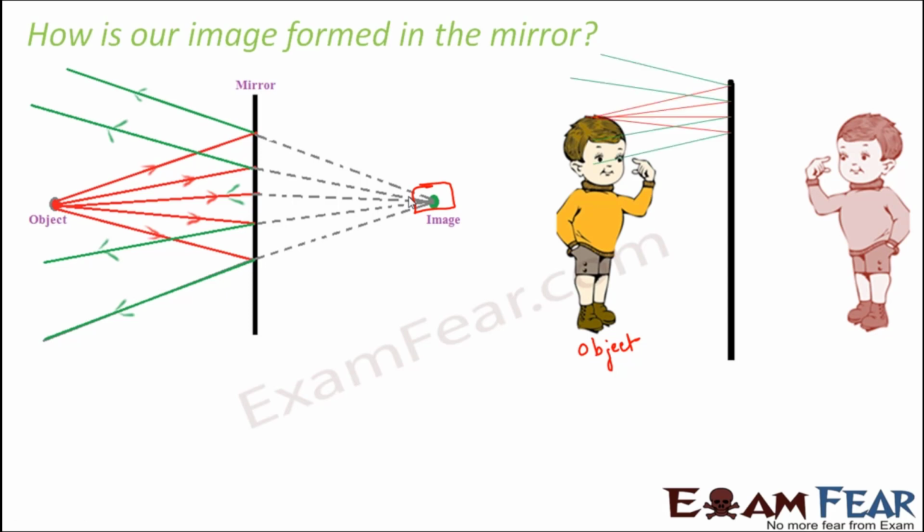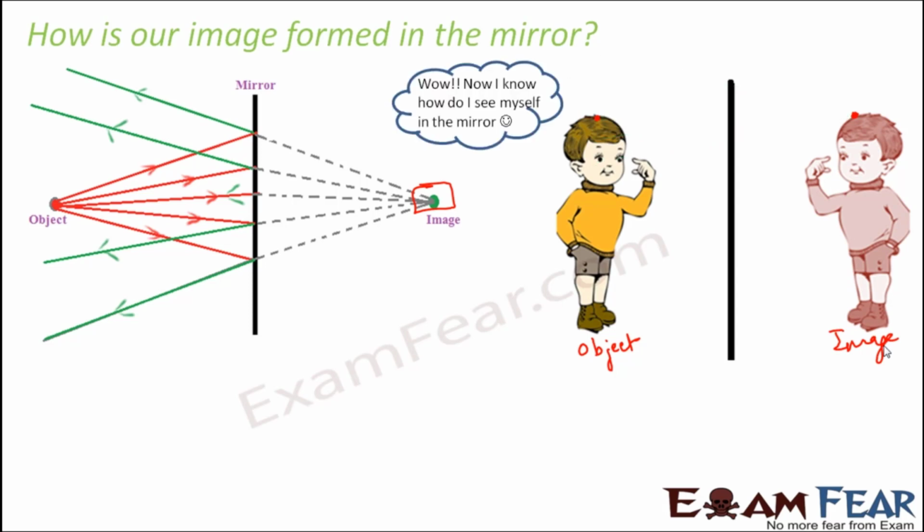In a very similar way, image is formed for us. Talk about any point of our body, let's say the tip of your head. The rays fall on the mirror, they get reflected. The reflected rays appear to meet at a point behind the mirror, and that is where the image is formed. And likewise, image is formed for each and every point on our body, which results in the formation of this complete image. So that's how image formation takes place in a plane mirror. I hope you must be glad now that you know how you see yourself in the mirror. It is not magic, it is just simple science.